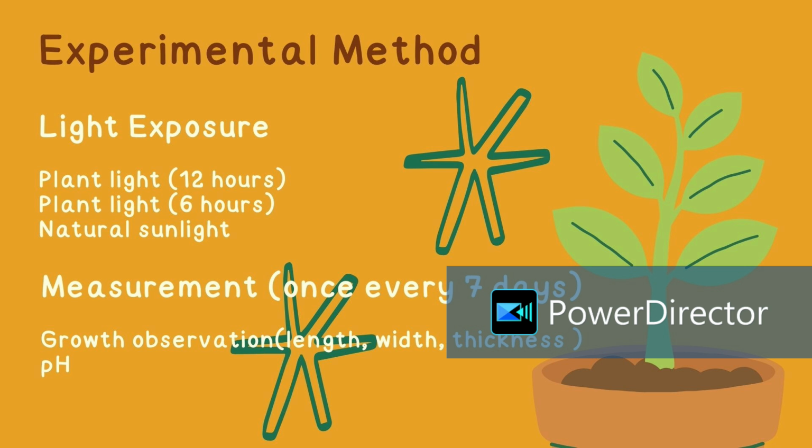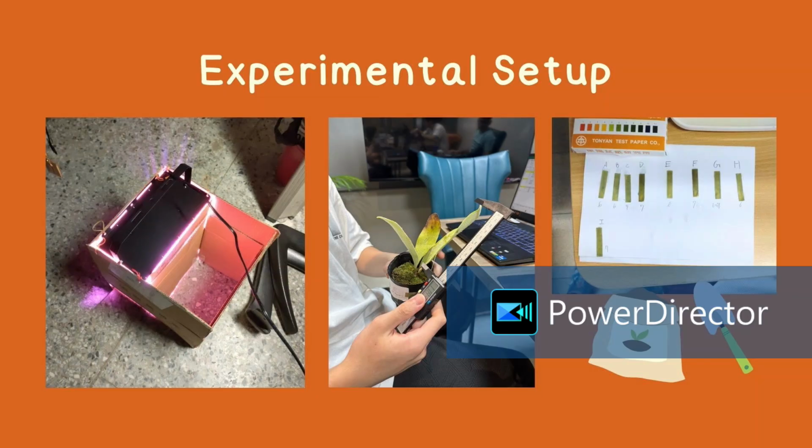And over here is a picture of our tools. There is the plant growth light on the very left, and then there is the timer switch and the litmus paper. The experimental method right here, as I have mentioned, we exposed the plants to different light levels.